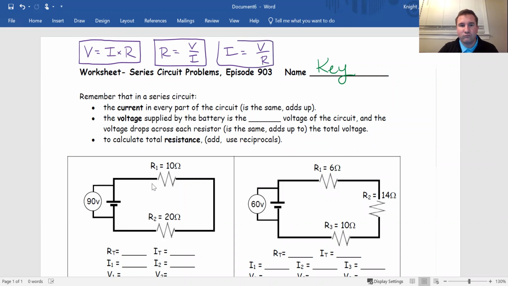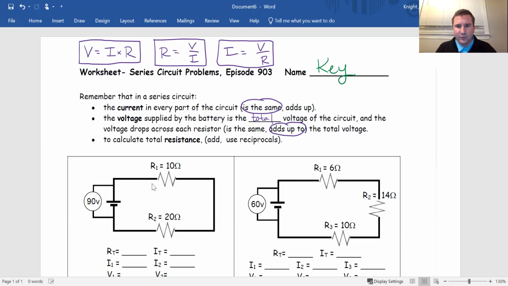All right, so just a quick synopsis up at the top of some of the things that we said when we took the notes on series circuits. So current in every part of the circuit is the same. Current in a series circuit is the same everywhere. Voltage supplied by the battery is the total voltage of the circuit, and the voltage drops across each resistor add to the total voltage.